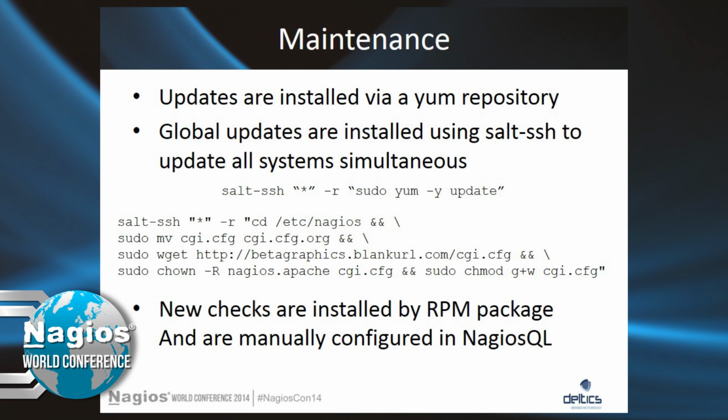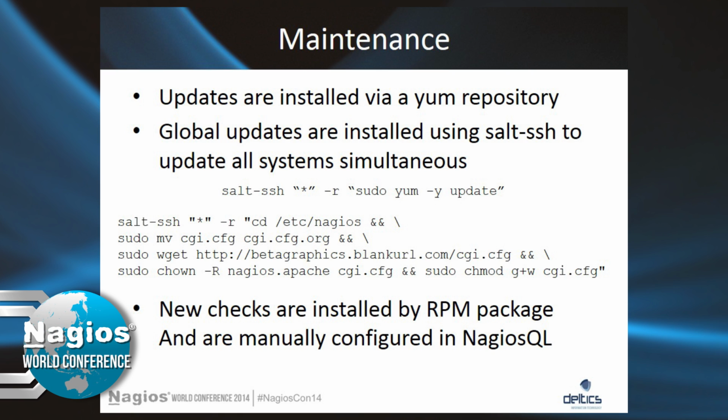For configuration changes, if we have a new user, we have to add them to the cgi.cfg. So what can be done is using our repository to get the file. So we change to /etc/nagios, move cgi.cfg to another file, then get it from our repository, change owner, and change mod for cgi.cfg, and it's changed on all the servers. So that's how we do configuration changes on 25 servers. This output can be sent to a log file, and the log file can be checked if there's any problems with any of the servers.